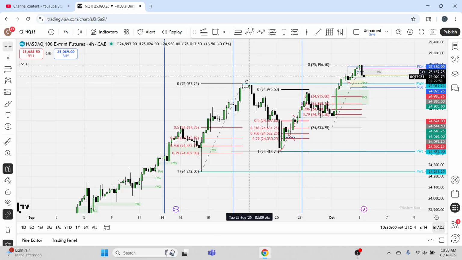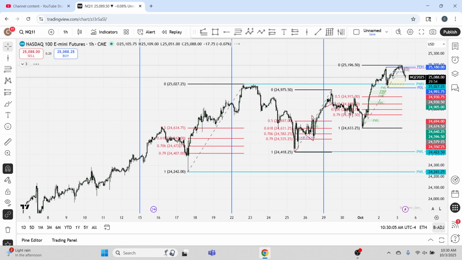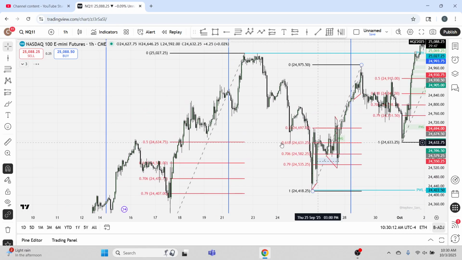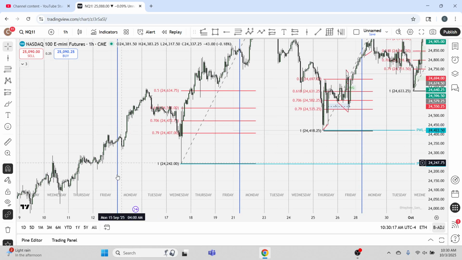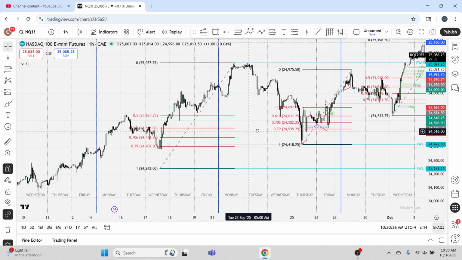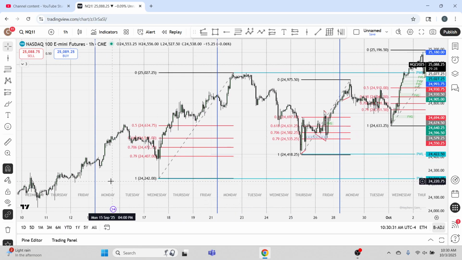So what I'm going to do is go into the 1 hour, that way you can see with a little more detail what's going on here. This is the first example I would like to show you. This example happened not last week, but the week before, the week of September 15th to the 22nd. As you can see, this week we formed our price range.